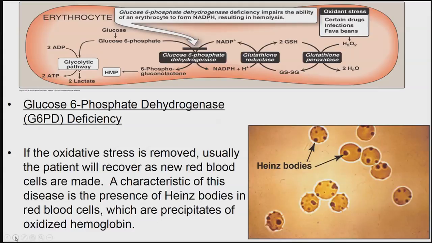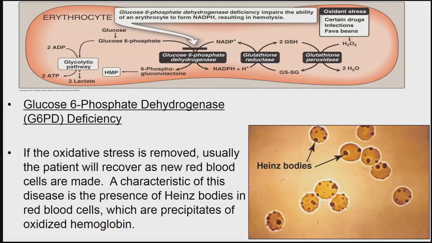So if you have a patient who's deficient in G6PD and they undergo some type of hemolytic anemia and you catch it, if you can remove whatever that oxidative stress is, like you can treat the infection and try to make them recover quicker, or if it's a drug, you remove the drug. The patient will recover as new red blood cells are being made, okay? And if they can avoid another oxidative stress, they're going to be fine.